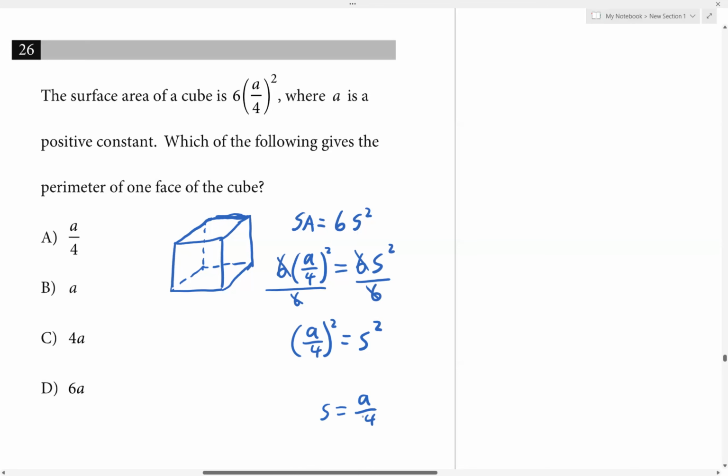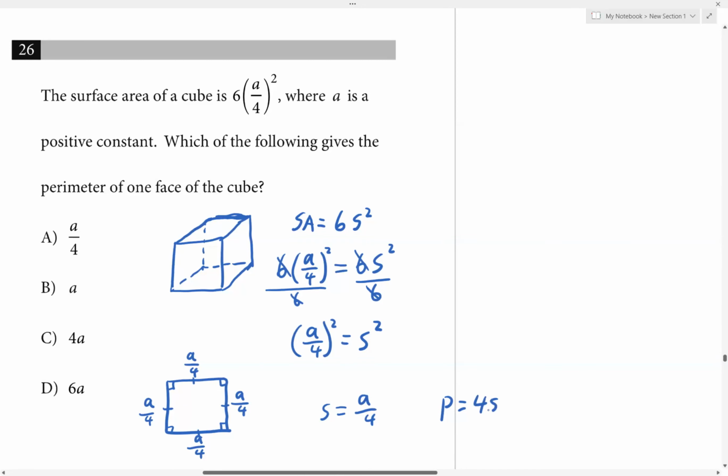So this is the side of the square. If you just look at one of the sides, this side is a over 4, so we can represent it using a over 4. And all 4 sides are going to be the same because it's a square. It's a over 4 for all 4 sides. Then what we want here is the perimeter of the one face. The perimeter of the square is 4 times the side, because all the sides are the same, so you can just multiply by 4.